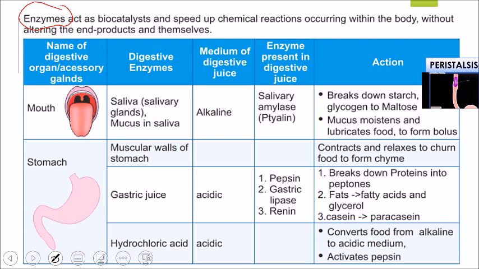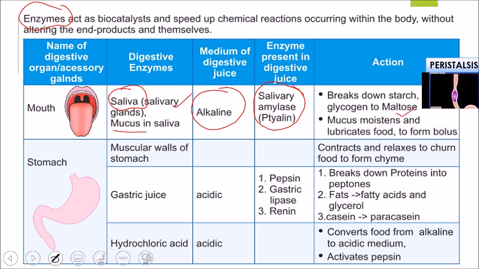So when we thought of our mouth-watering food, something you thought of has brought some water into your mouth. That water is nothing but saliva, secreted by salivary glands. It is alkaline in nature, and the enzyme present is salivary amylase or ptyalin. Even if you write salivary amylase, it is fine. It breaks down starch or glycogen into maltose. That's important.